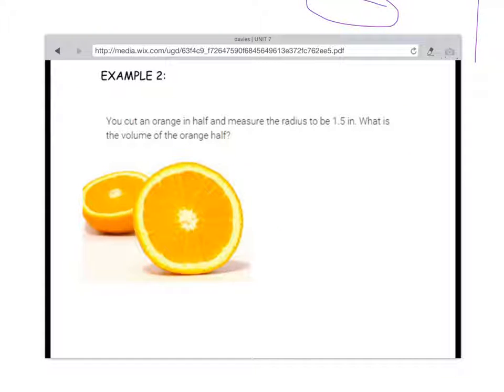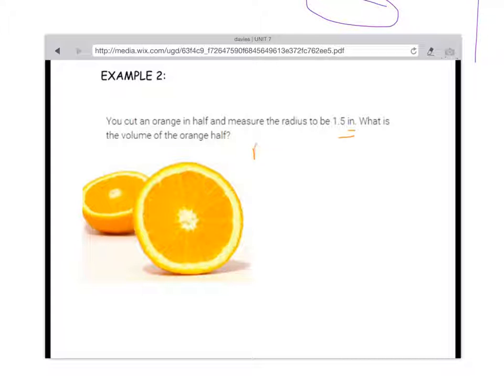So here's a neat question. They're asking us about the volume of an orange. It says you cut an orange in half and measure the radius to be 1.5 inches. So we're using imperial measurement in this one. What is the volume of the orange half? So they only want the half of a sphere volume. We're going to take our volume at the end, and we're going to divide by 2. Don't forget to do that last step.